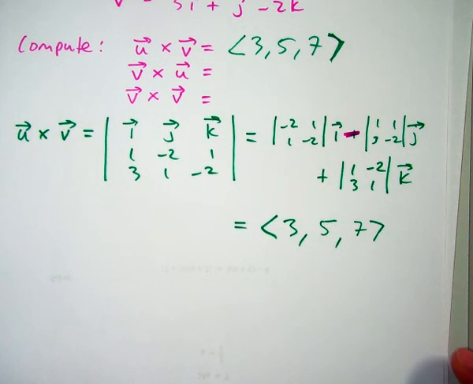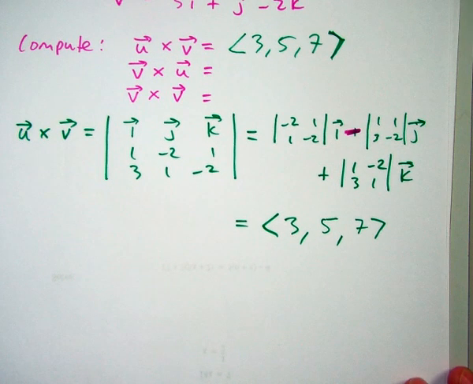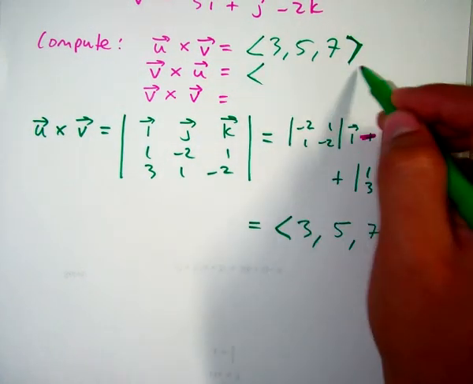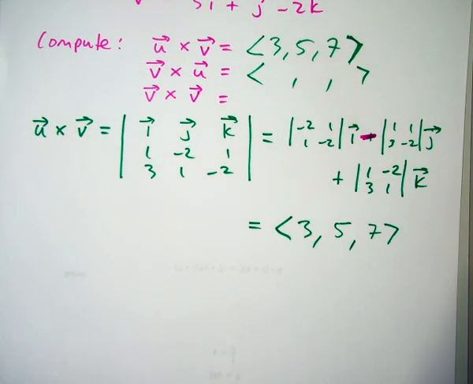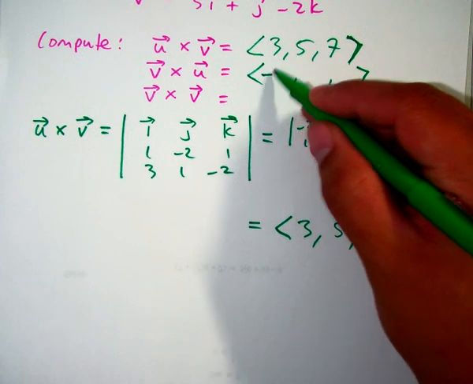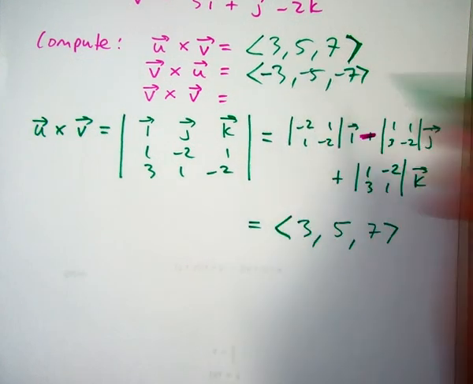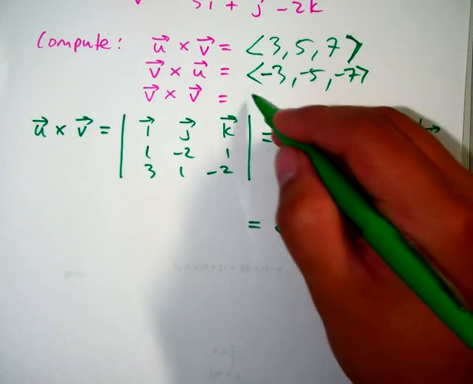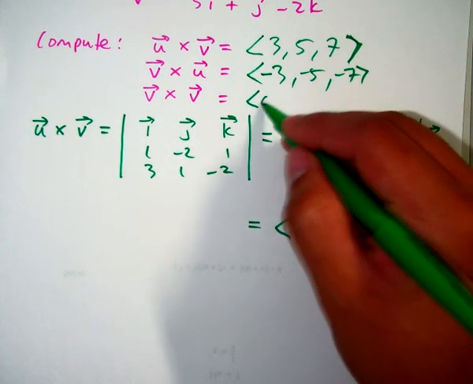And just to save a little bit of time, has anybody done the second one yet? It's just the opposite. -3, -5, -7. Has anyone done the third one yet? All of them are 0, right?